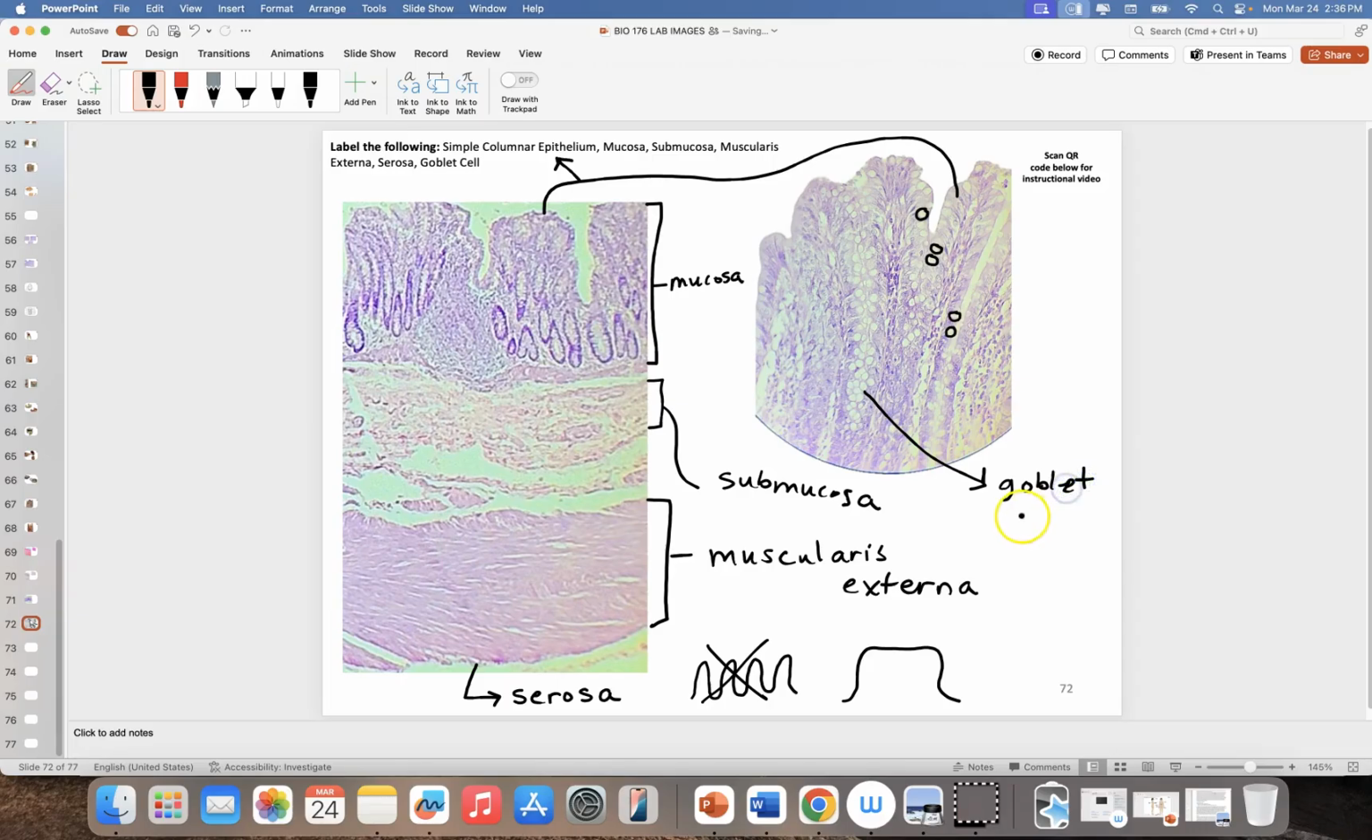So there we can see a big cluster of goblet cells. And then again, I did try to kind of circle a few for us as well, just to point them out in another way visually for us to find in the epithelium.